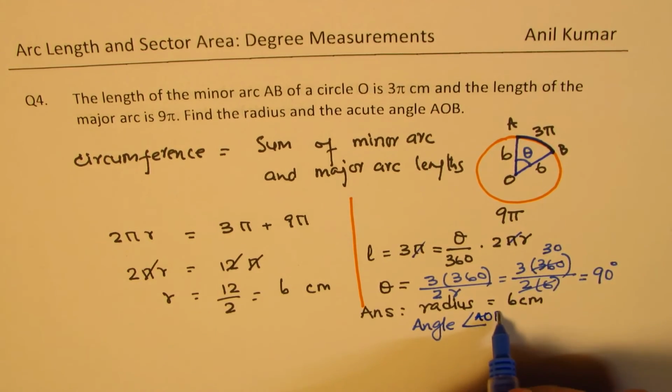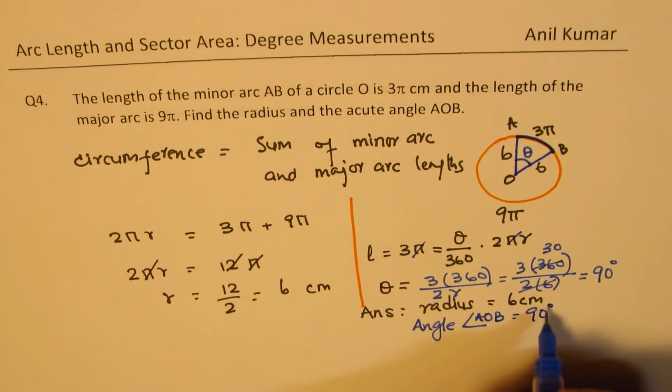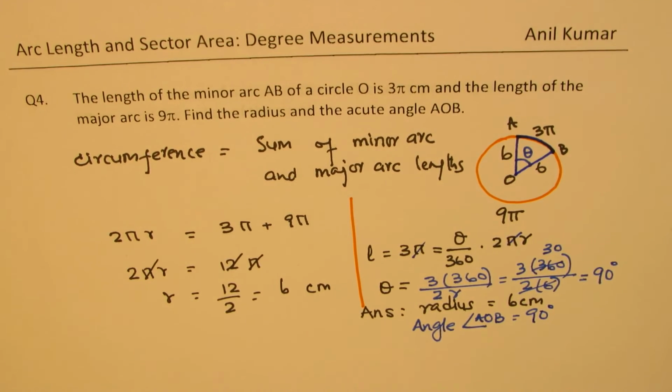So we get the angle AOB equals 90 degrees. Does it make sense to you? You could have found the angle even otherwise in this particular case, right? Since now you see it is 1/4 of the whole circle. Total circumference is 12 pi, 3 pi is 1/4, right? So the ratio is 90 degrees. So that was an alternate method.